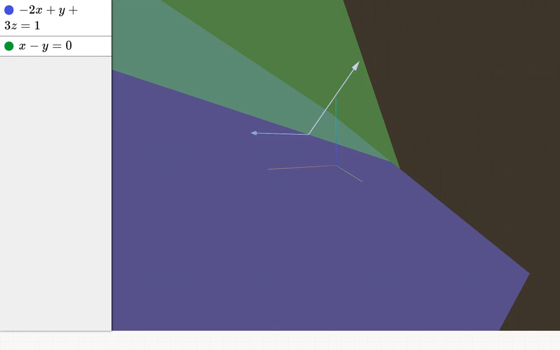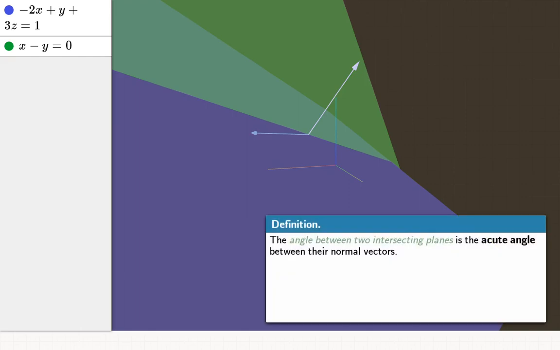Finally, if two planes intersect, we can ask about the angle between them. So the angle between two planes is defined to be the acute angle between their normal vectors. Here I emphasized acute because we can see that the angle between the two normals as I've drawn them is obtuse. But with normals, you can reverse the direction. So if we instead took the normal to go in the opposite direction, then we'd get an acute angle. So this is the angle that we mean.